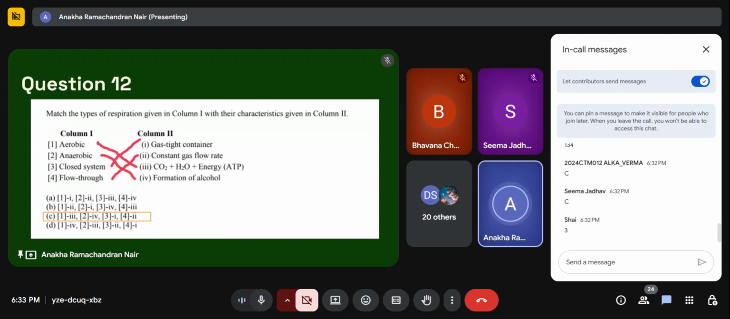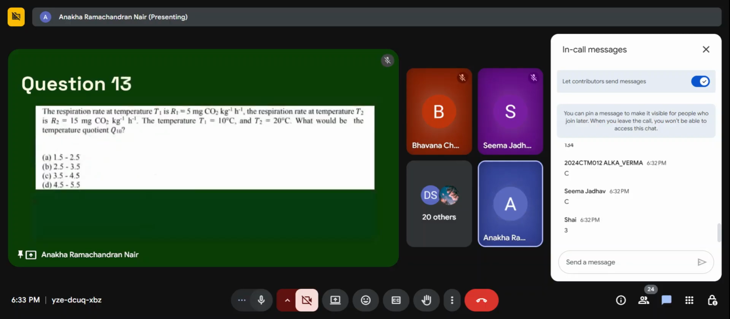All right. So I'm assuming there are no doubts. We'll move on to question number 13. Question number 13 is a numerical type of question. This is relatively straightforward if you know the formula. The respiration rate at temperature T1 is R1 equals 5 mg CO2 per kg per hour. The respiration rate at temperature T2 is R2 equals 15 mg CO2 per kg per hour. T1 is 10 degrees Celsius and T2 is 20 degrees Celsius. What would be the temperature quotient, that is Q10?